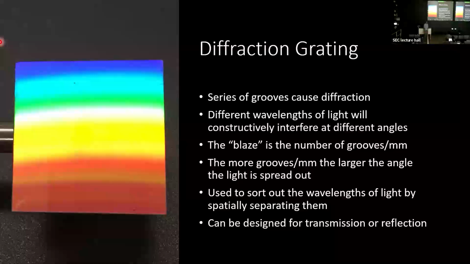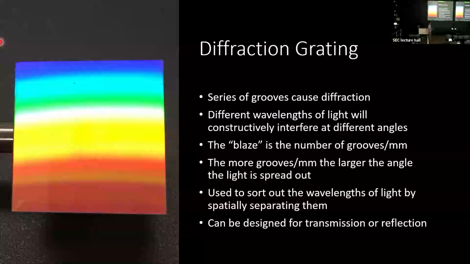So light doesn't have a charge, so I can't bend it with a magnetic field. It doesn't have any mass. So I've got to be able to sort out the wavelengths somehow. And I sort out the wavelengths by bending them with a diffraction grating and spreading out the light like a rainbow. And then I take a picture of the rainbow.